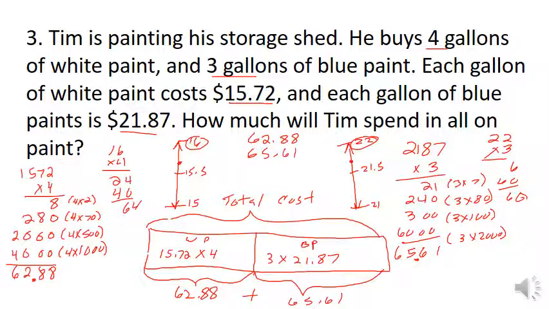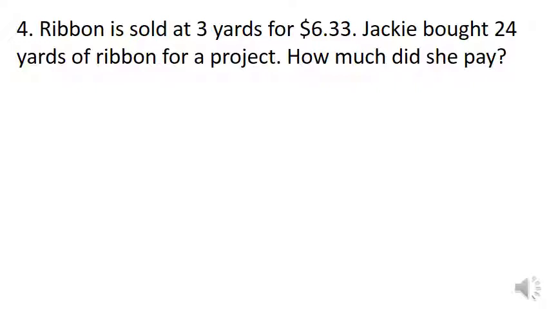88 and 65.61, and we have 9, 8, and 16. 8 and 6 is 14. Carry our 1, 5 and 2 is 7, 1 is 8, and the last one is 6 and 6 is 12. So the total cost here was $128.49.